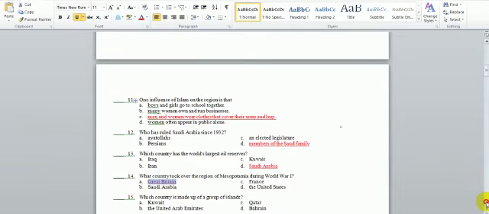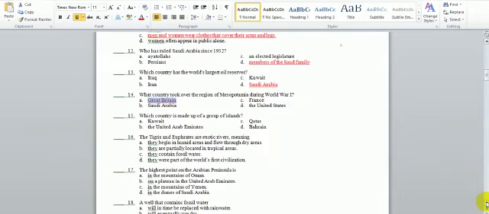Number 15. Which country is made up of a group of islands? Group of islands. Kuwait, the United Arab Emirates, Qatar, or Bahrain. From the name of this country, we will know that it is Bahrain. Actually, Bahrain is a country that is made up of a group of islands.